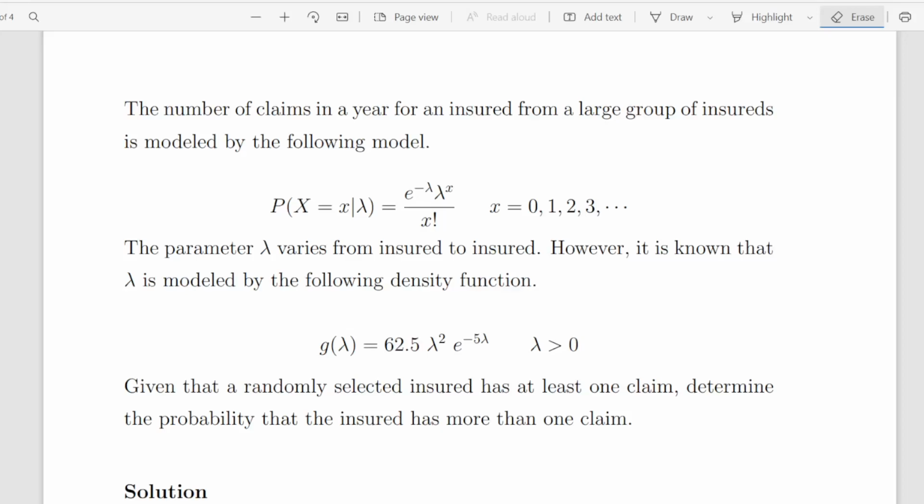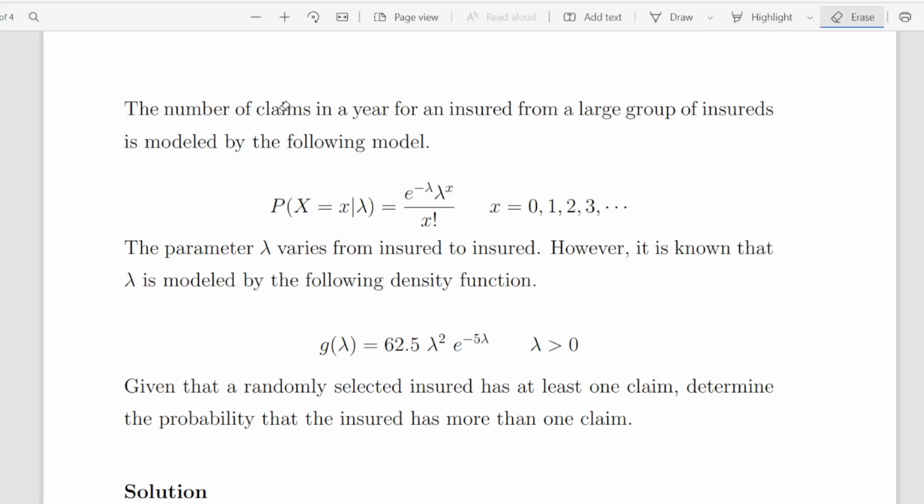Okay, in this presentation we are going to look at the negative binomial distribution, and in this particular presentation we're going to look at it in the context of being a Poisson-gamma distribution mixture. Okay, so this comes up quite a lot in actuarial exams and actuarial applications. So let's read the question here.